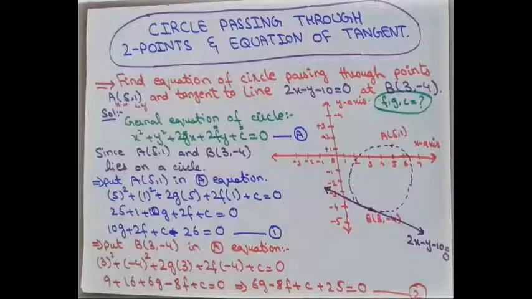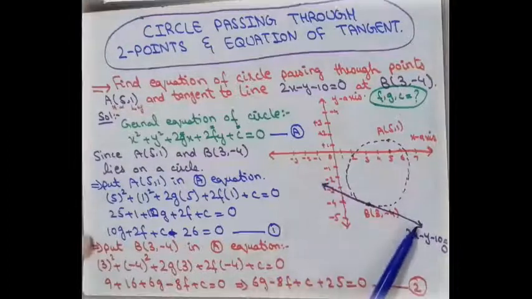Now we use the information about the tangent line at point B, because there are 3 unknowns, which are g, f and c, and we have 2 equations. So we use this information to find the other equation to solve it.